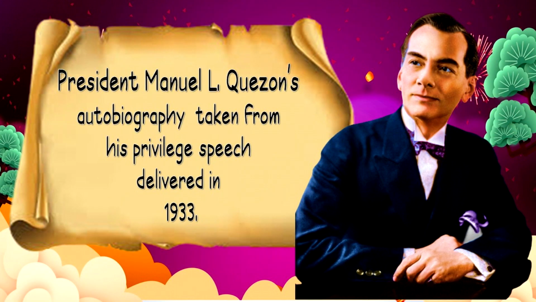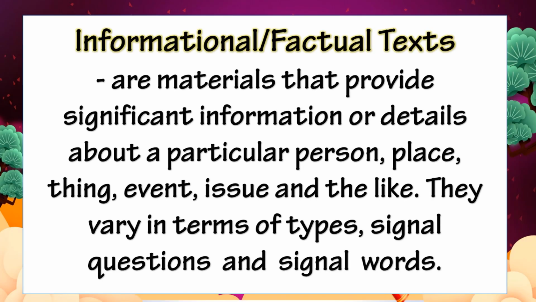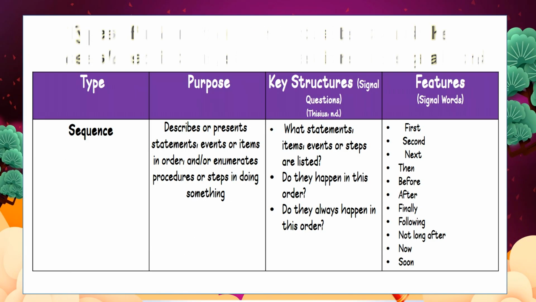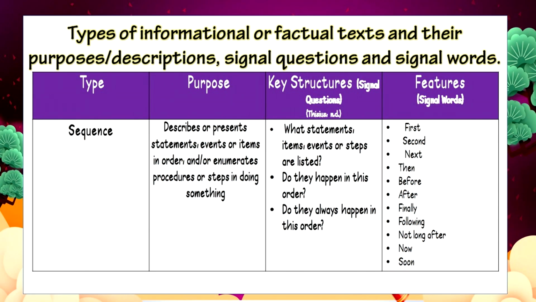This speech of President Manuel L. Quezon is a very good example of informational or factual text because this provides significant information or details about himself. Therefore, informational or factual texts are materials that provide significant information or details about a particular person, place, thing, event, issue, and the like. I will present to you in table form the types of informational or factual texts and their purposes, descriptions, signal questions, and signal words.